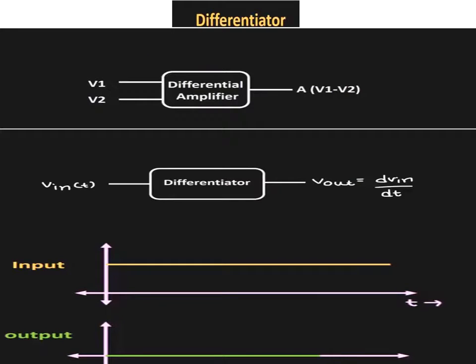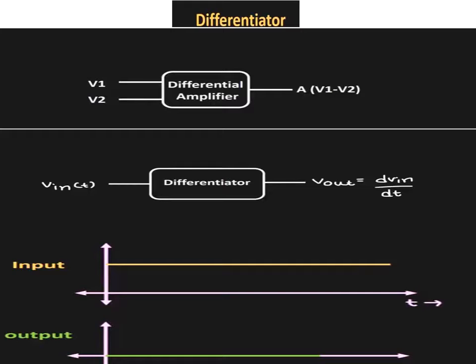Next we'll move on to the differentiator. Don't get confused here: a differential amplifier is different from a differentiator. Observe the first figure. I am giving two inputs, and I get the output as A into V1 minus V2, the difference between the inputs.